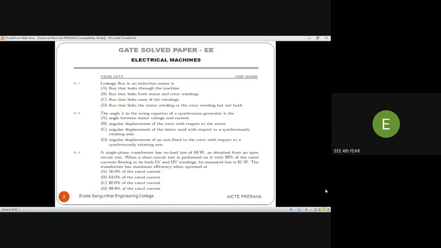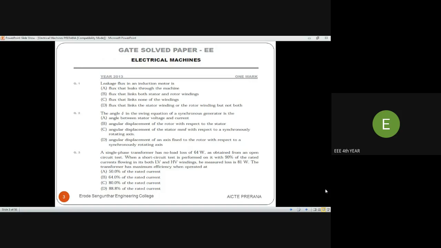Here the fourth option is the correct answer, because option A does not depend upon the stator voltage and current. Option B, angular displacement of the rotor with respect to the stator, is not the correct answer. Option D is the exact answer for question number 2: angular displacement of an axis fixed to the rotor with respect to a synchronously rotating axis.